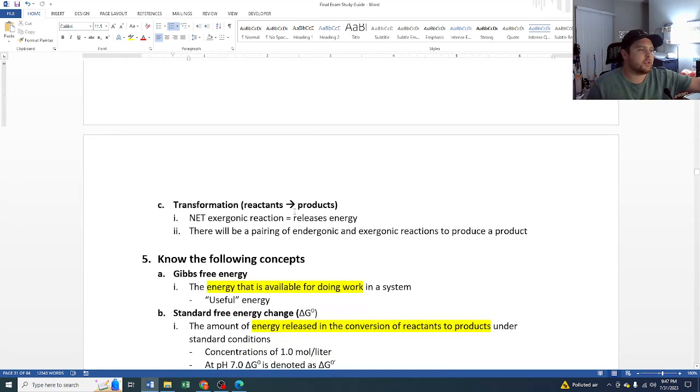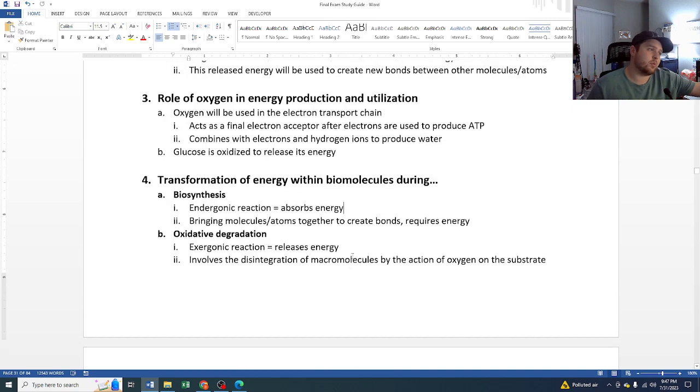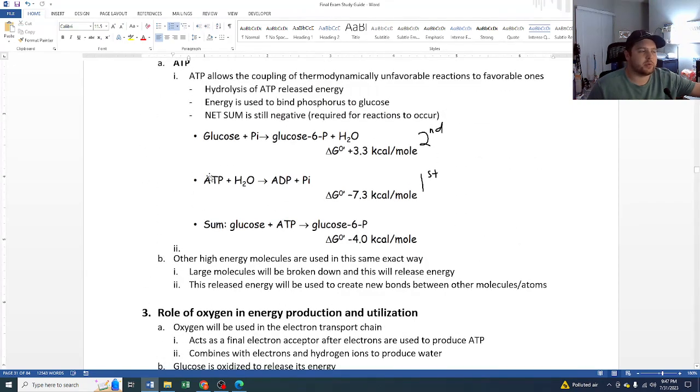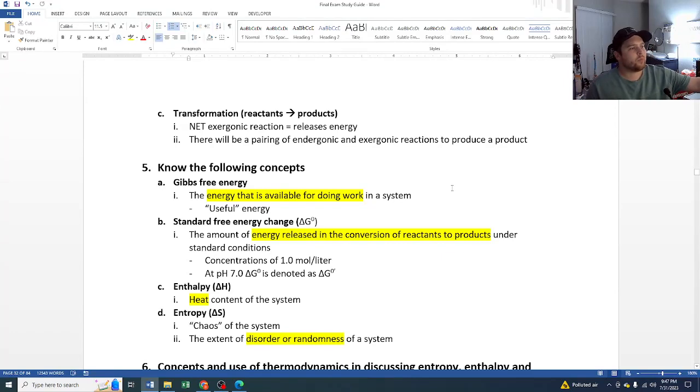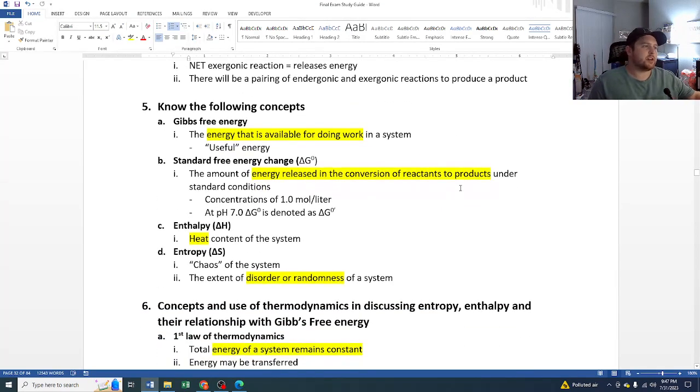And we also have transformation, which is a net exergonic reaction, releasing energy. And this will be a pairing of endergonic and exergonic reactions to produce a product, which is what we actually see here with glucose. We get the breakdown of ATP, exergonic, pairing it with an endergonic step in order to get the reaction to take place. The following concepts: Gibbs free energy.